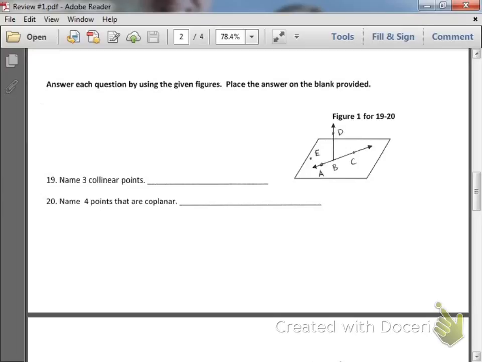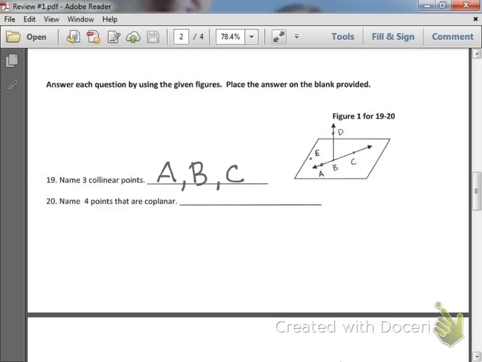Alright, number 19 says name 3 collinear points. A, B, and C. Good. Collinear means they're on the same line, so A, B, and C are all on the line AC.